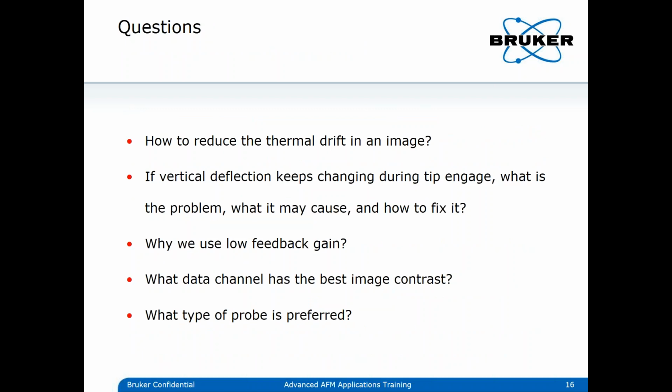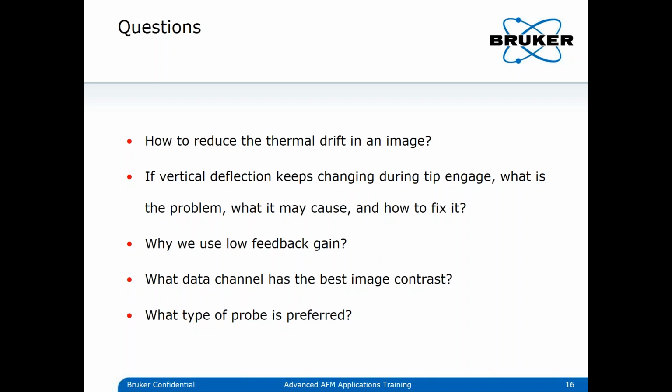There are some questions my colleague put in here, like how to reduce the thermal drift in the image. Again, let the system warm up, do not use double-sided tape, and scan fast. If the vertical deflection keeps changing during the tip engage, what is the problem, what is causing that, and how to fix it? So again, this is the electrostatic charging of either tip and or surface. So you need an anti-static gun to overcome that.